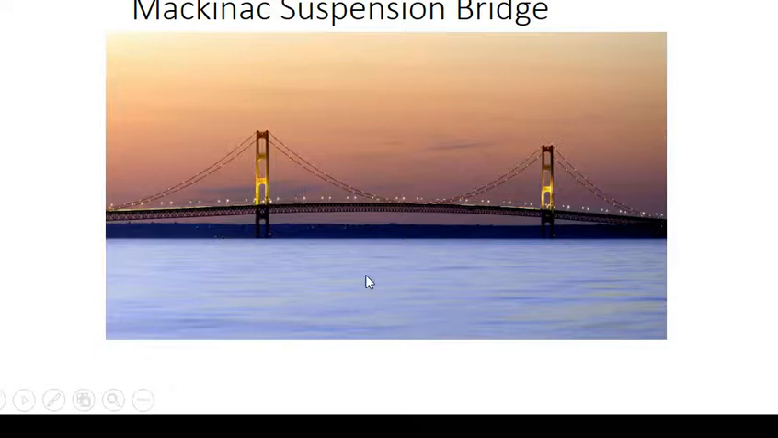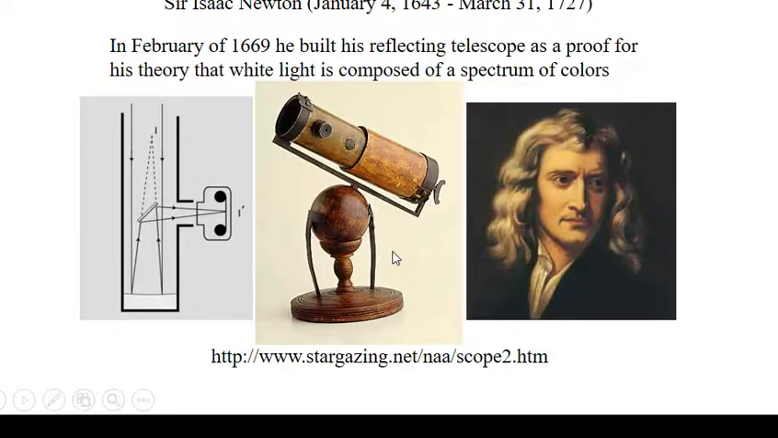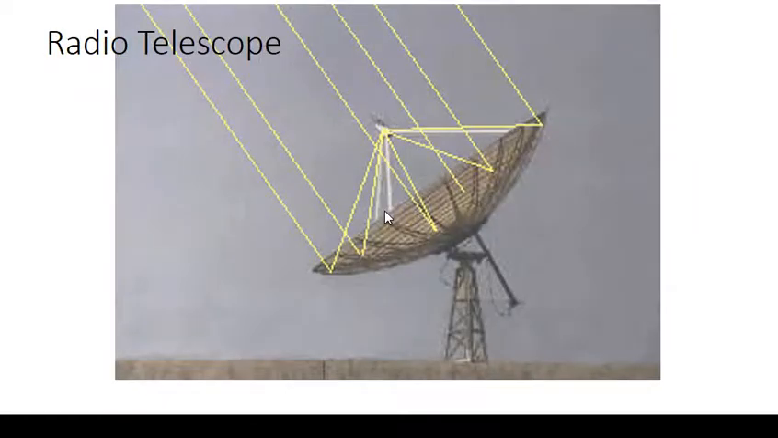Suspension bridges. The cables here between the two main towers lie in a parabolic shaped arc. Newton used a parabola to create his telescope and also helped establish some of his theories about the theory of light. Radio telescopes are amazing. If you were to be able to light a match on the moon, they could spot the flare. That's just incredible.